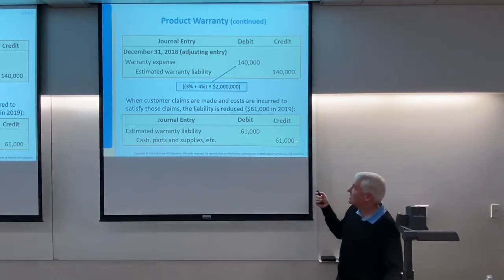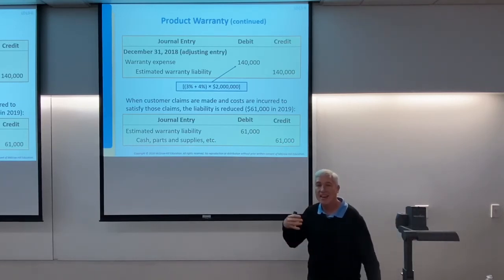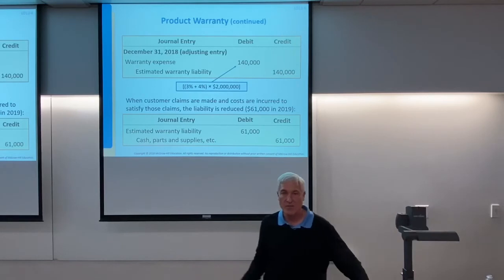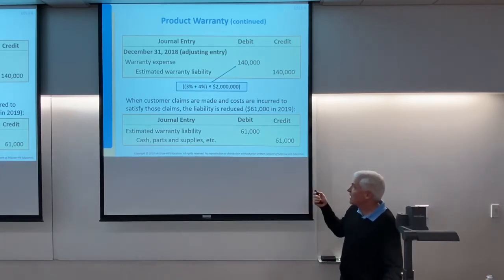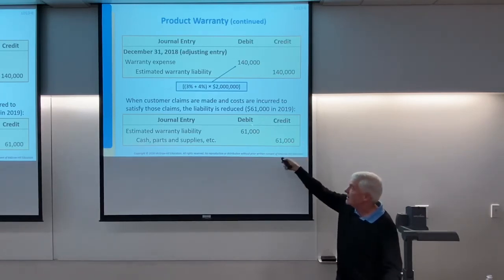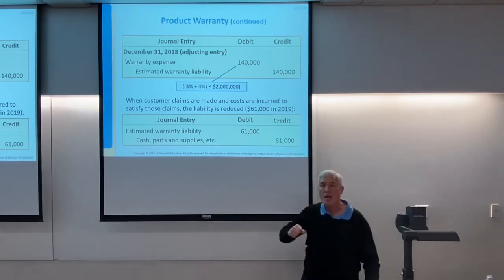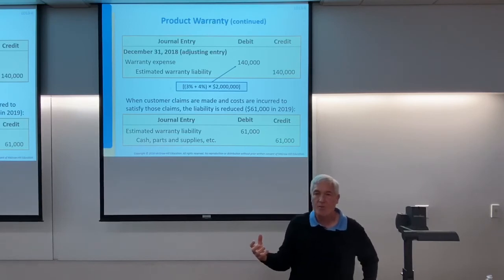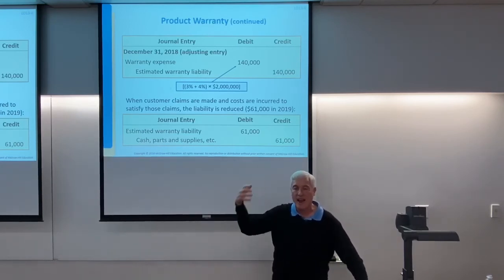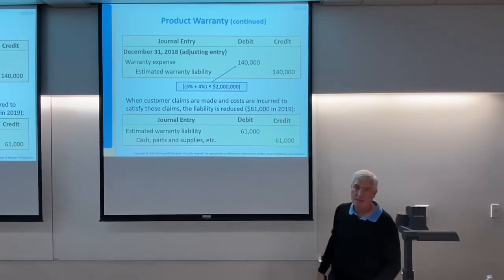During the year, as they pay for this, and they actually perform service and have to use parts and supplies and service hours, labor hours, they're going to credit cash here, but they're not going to debit expense because they already debited expense in the first entry, right? At that point, they're going to reduce the liability. So at 12/31, what does the company owe? They owe $140,000 estimated worth of future warranty claims for their customers. And as they pay those, they reduce the liability. Remember, credits increase liabilities, debits reduce liabilities.